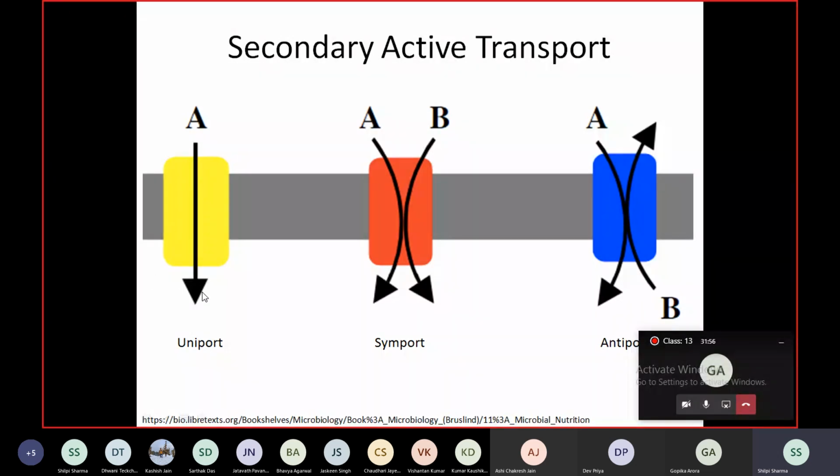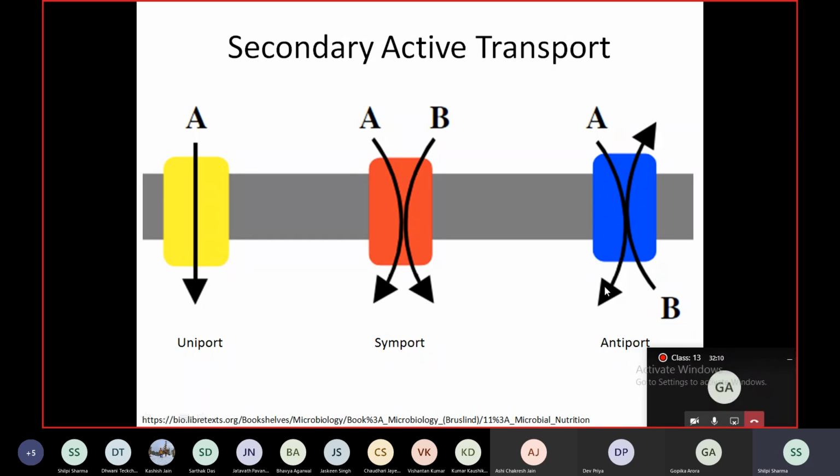So primary active transport is basically a uniport, while secondary active transport involves two moieties being transferred. If the two moieties are transferred in the same direction, it's called a symport, while if it is in the opposite direction, it's called an antiport. Yahan tak we talked about it.